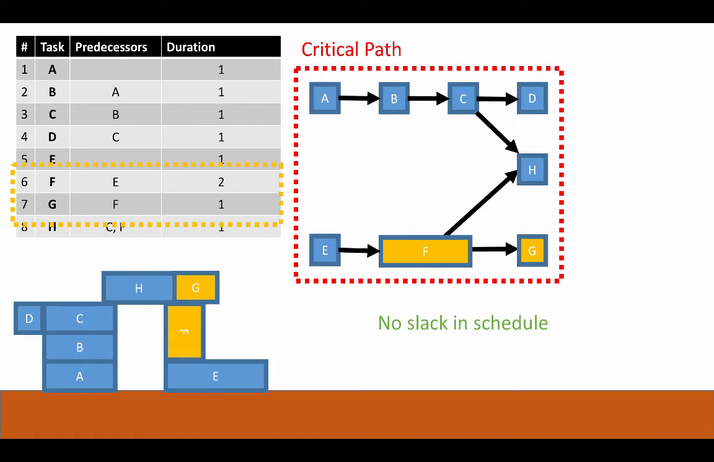Now let's look at a modification. I went ahead and changed a couple of things here. F now takes a duration of 2 hours, and G is going to now be put on top of F. Now you see that as I modified the structure on the left here, the critical path is also changing. Now there's no slack in our schedule. That means if anything is delayed by even 1 hour, the overall project is going to be late.